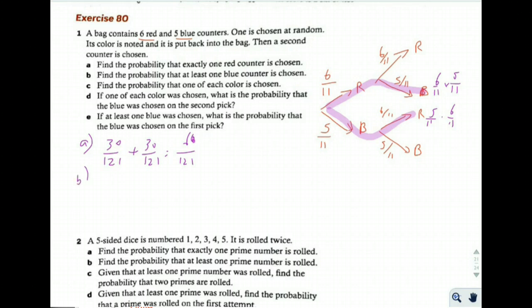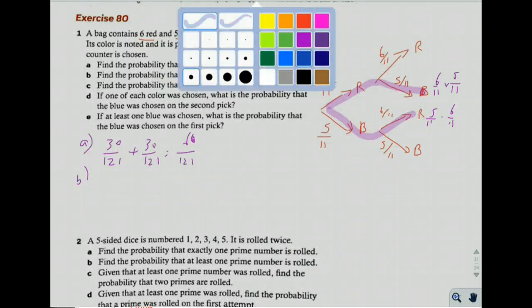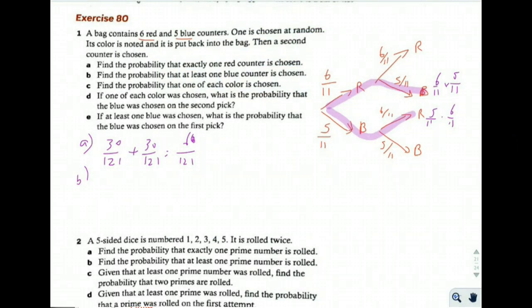Find the probability that at least one blue counter is chosen. Okay, in this case, let's see. At least one blue counter. So this would be okay, this would be okay, and this would be okay. The only one that's not okay is the one at the top. Okay, so there's a couple ways you could do this. You could figure out the probability of each one of these 3 legs, or you could find the probability of the one leg that doesn't satisfy it and then subtract that from 1. But we'll do this way.